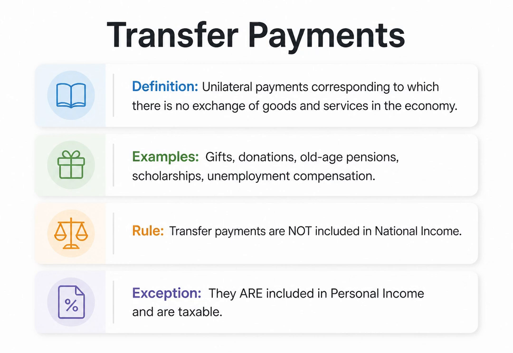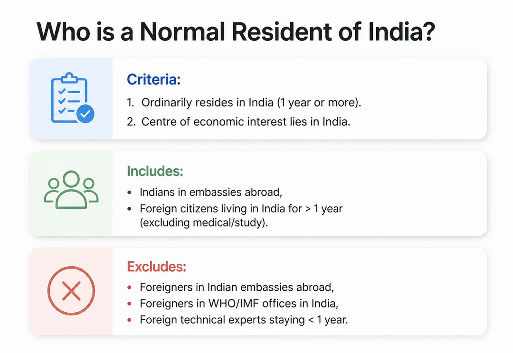However, it is important to note that they are included in an individual's personal income, and they can be subject to taxation. National income specifically tracks the income of normal residents. But who qualifies? A normal resident is someone who ordinarily resides in India for a year or more, and whose center of economic interest, meaning their production, consumption, or investment, lies in India. This includes foreign citizens living and working in India for over a year, but excludes those here just for medical treatment or studies. It also excludes foreign diplomats or officials working for international organizations like the WHO within India.